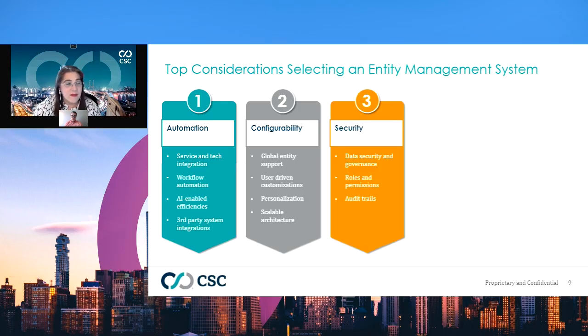The last item for me to get into is security. Security is always paramount. I don't think I need to convince anybody on this call how important security is. Whether you're using entity management software as a standalone solution, or if you've paired it with some other types of services, whether it's registered agent services, maybe global corporate secretarial services, or annual reports, you're going to want to make sure that you have data security and privacy and protections in place.